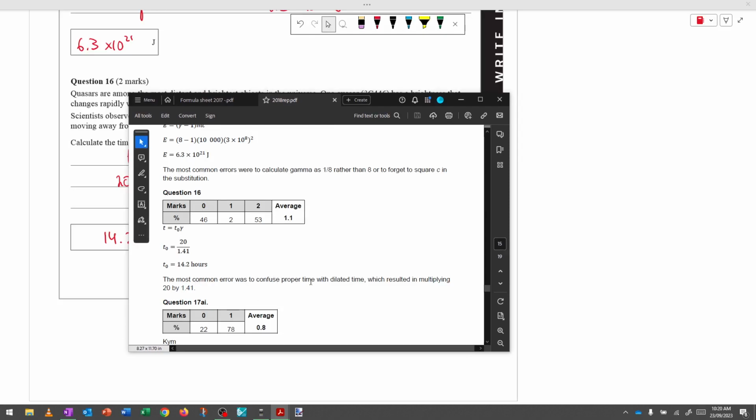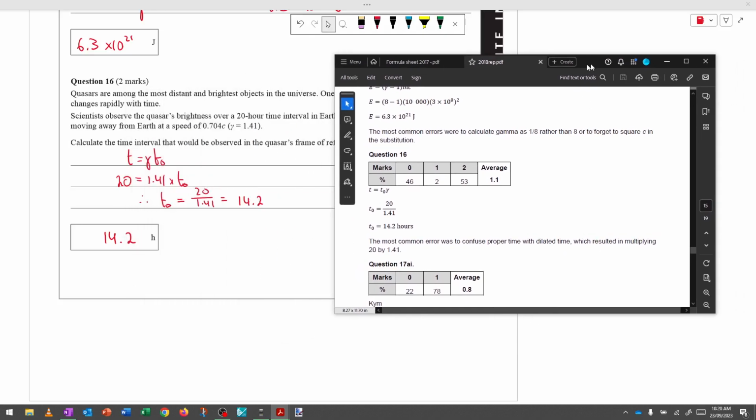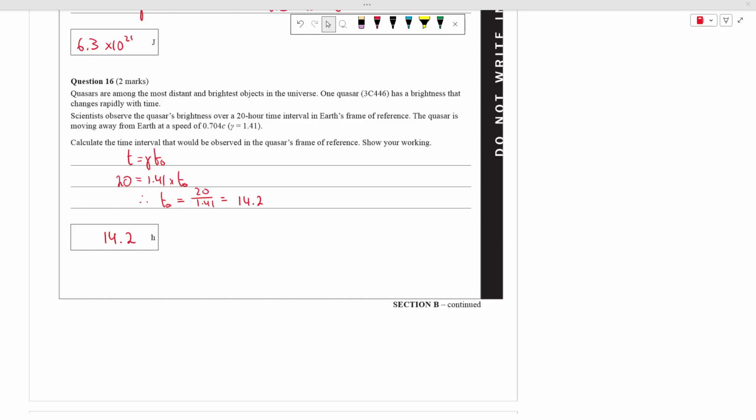The most common error was to confuse proper time with dilated time, which resulted in multiplying 20 by 1.41. So again, always just think to yourself, whose clock is running more slowly? That person is typically the one who's measuring the proper time. Because if you're on Earth, you're not measuring the time for something to happen on our end, you're measuring how long it takes for something to happen in someone else's reference frame. So we're measuring the dilated time. The person over there is going to be measuring their own proper time.